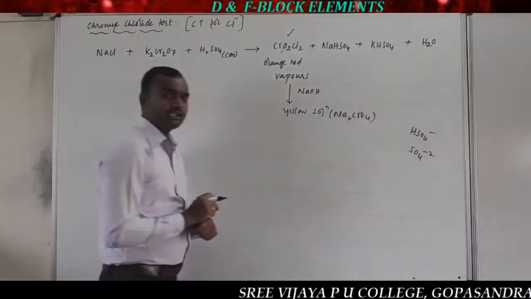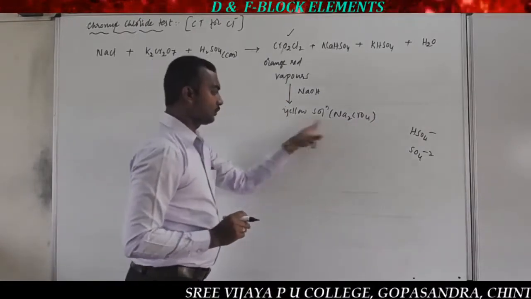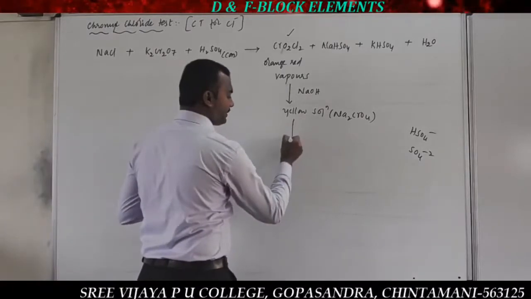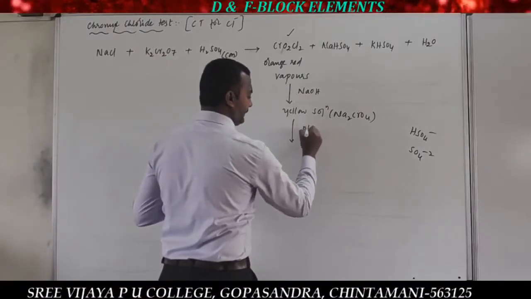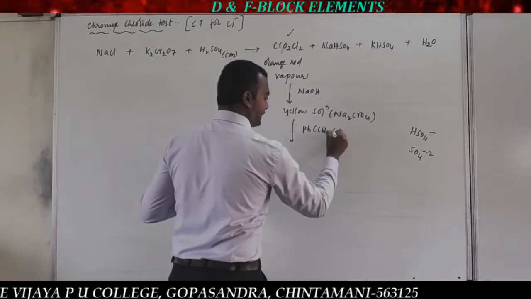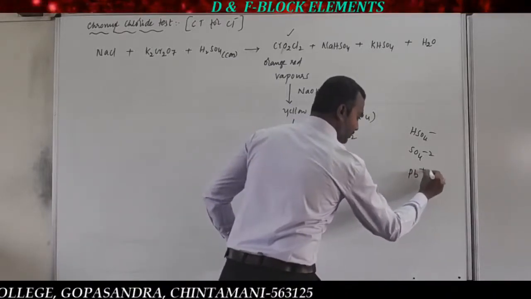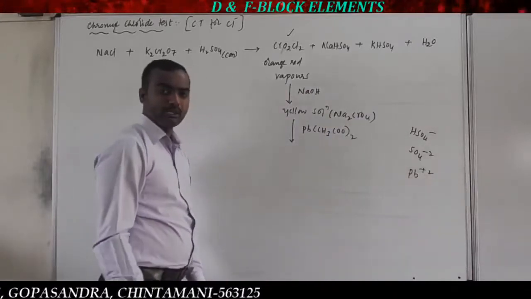In the previous session I said that chromate is a yellow color solution. To this yellow color solution we add lead acetate, Pb(CH3COO)2. Lead has a charge of +2 and belongs to group 14.